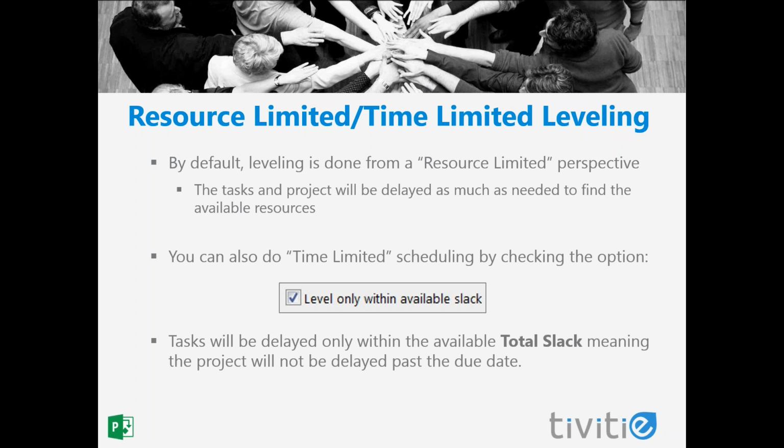We also have an option to do time limited leveling. In time limited leveling, tasks will only be delayed within their total slack. So what that means is that the project end date will not push out beyond the target due date that we've assigned. The way I tell Project that I want to do time limited scheduling is with one of the options under the leveling options, and we'll look at that when we do the demo, but it's called level only within available slack. And what that's really telling Project is you can move tasks around, but you can't move them out beyond where their total slack is, so basically past their late dates.